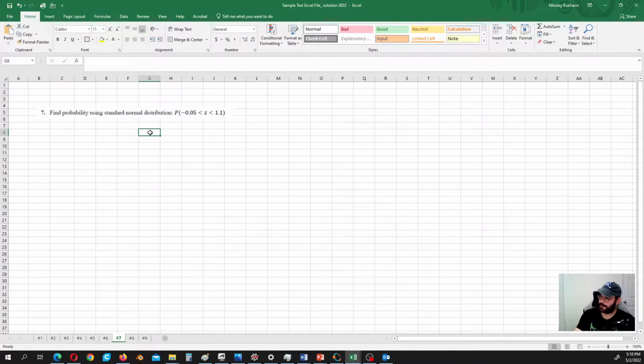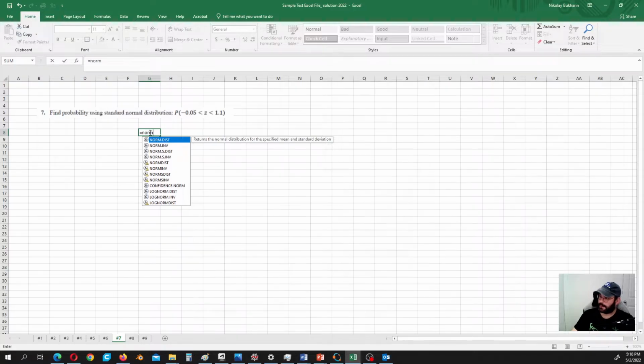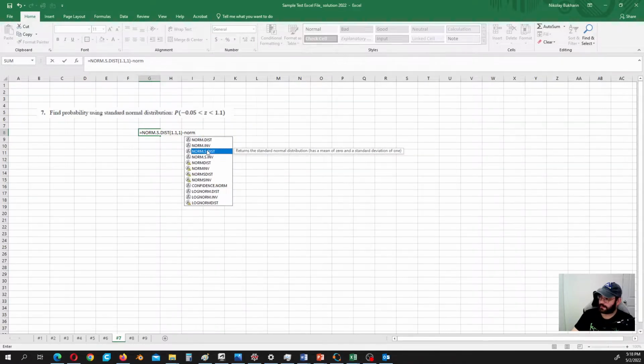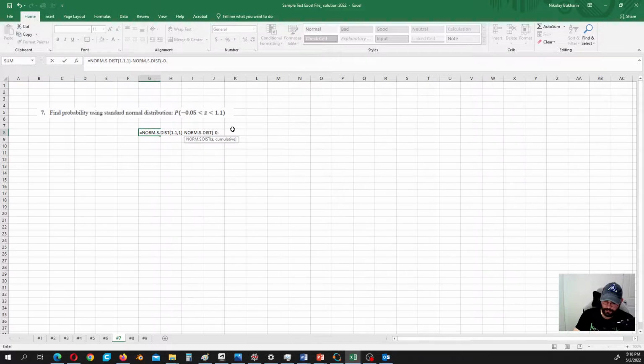we can easily do it by using normal standard distribution, and that's 1.1 cumulative, so it calculates the area to the left, and then we just need to subtract the area to the left from minus 0.05, so that's normal standard distribution minus 0.05 and also cumulative, and that's it. That's all you need to do for this problem. So something similar you should expect in the midterm exam.